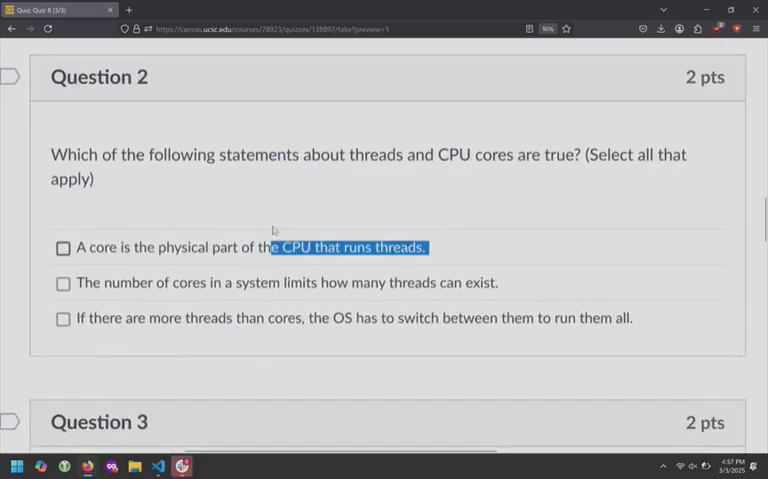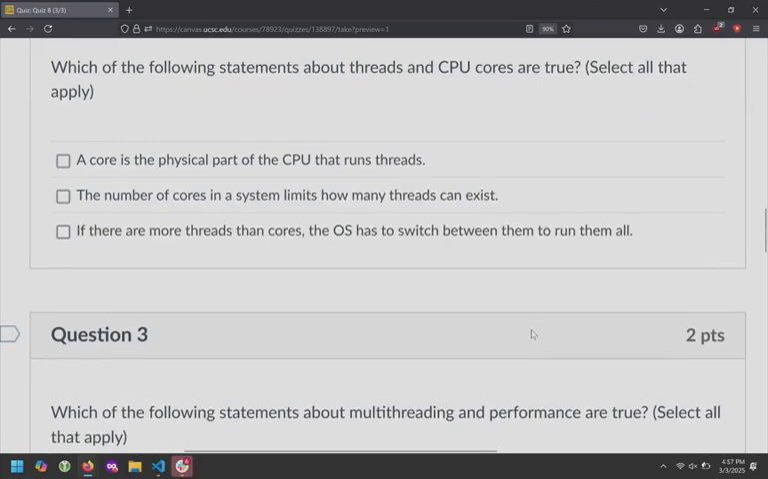So a core is a physical part of the CPU that runs threads. I think so, yeah. The number of cores in a system limits how many threads can exist. Yeah, because we can have a single core running as many threads as we want, right? Okay. If there are more threads than cores, the operating system has to switch between them to run them all. Yeah, cool. Okay, that's the whole point of the operating system, basically. It's just context switching between all of the different user programs.